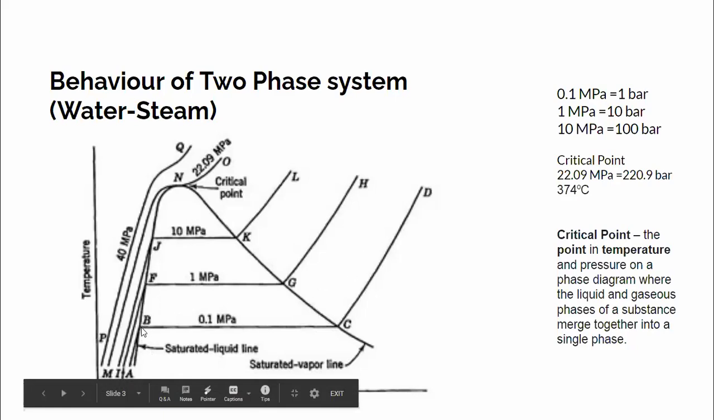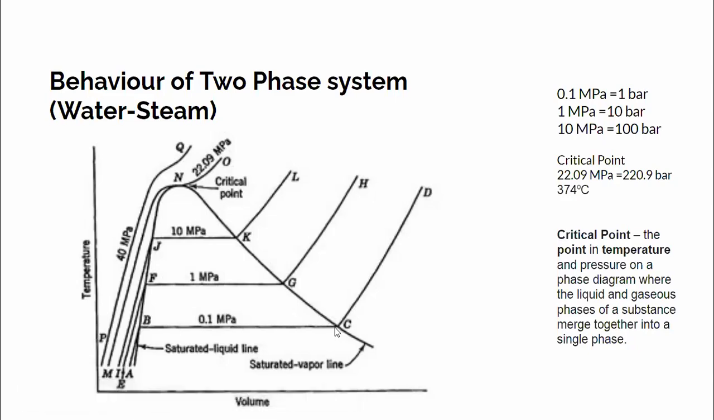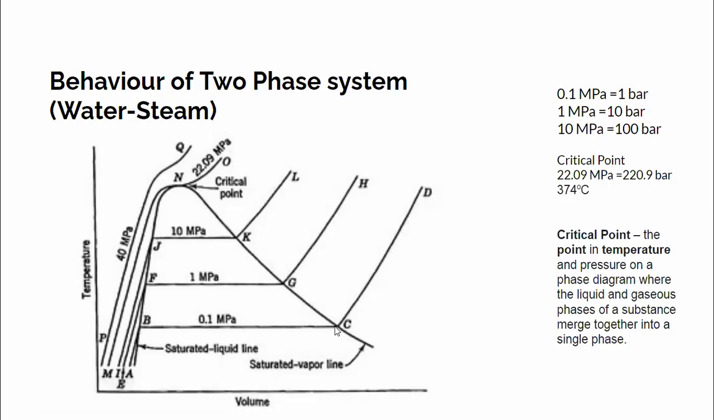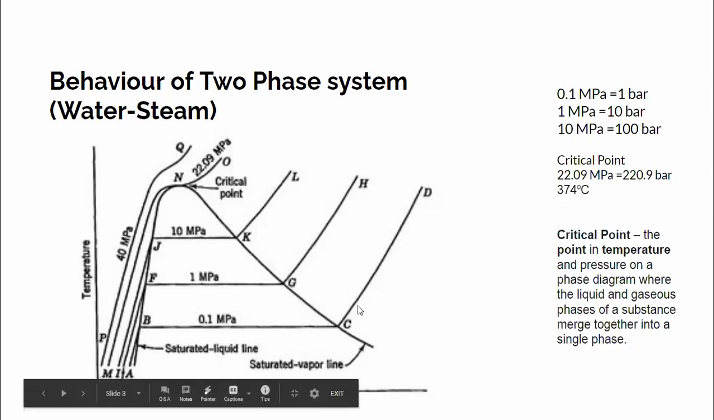B is the saturated liquid. How do we define saturated liquid or saturated water? Saturated water, if you heat it, it is about to boil. State C is the dry saturated steam. Dry saturated steam means it does not have any liquid water in it, and if you heat it further, it would experience superheating.